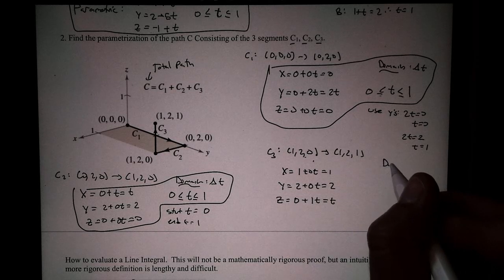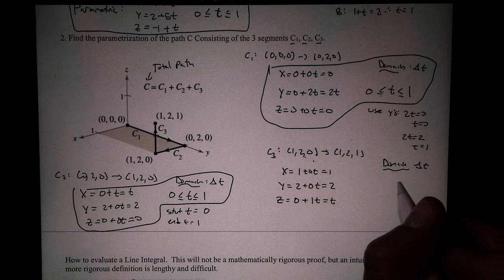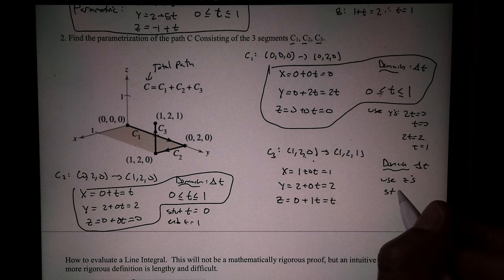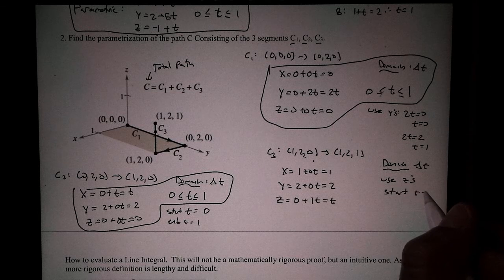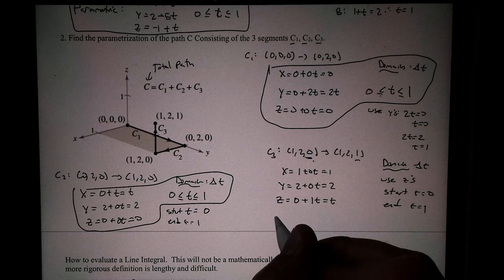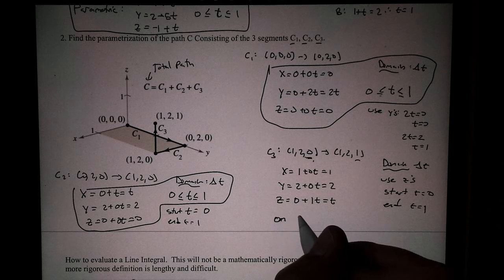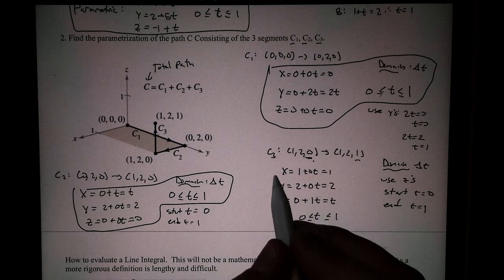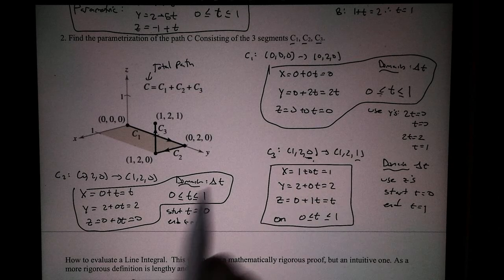To get my domain, again, that's my change in t, but this time we're going to use the z's. So I'm starting at t equals 0, and I'm ending at t equals 1. So my domain on t goes from 0 to 1. And here we have our parametric equation.